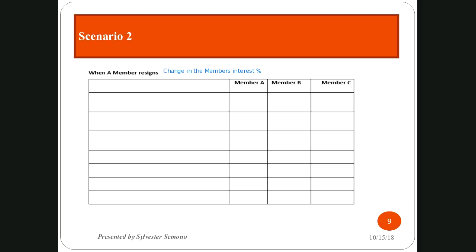existing. So if you can check, I think we still have the same 10%, 50%, and 50%. Remember, it will always add up to 100. And now we need to check what's happening here with this member who is resigning here.